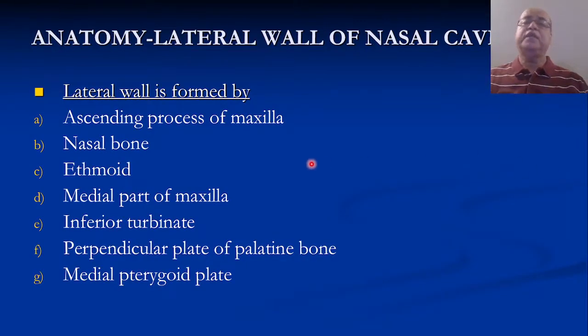The lateral wall of the nasal cavity proper has contributions from the ascending process of the maxilla, the nasal bone, the ethmoids, the medial part of the maxilla, the inferior turbinate, which is a separate bone, and the perpendicular plate of the palatine bone. In the nasal septum, the posterior part of the nasal septum proper is formed by the perpendicular plate of the ethmoid bone, while the perpendicular plate of the palatine bone forms a part of the lateral wall of the nasal cavity proper, and then posteriorly is the medial pterygoid plate.